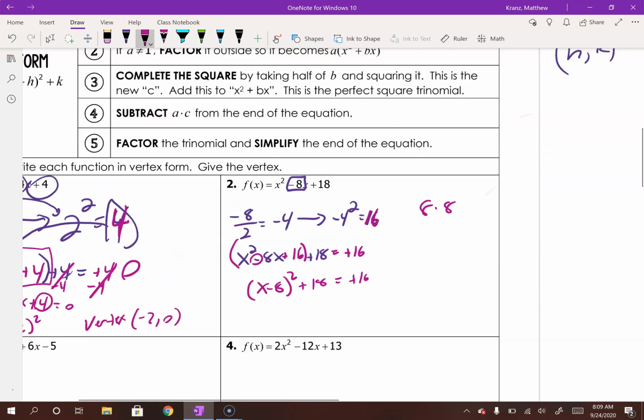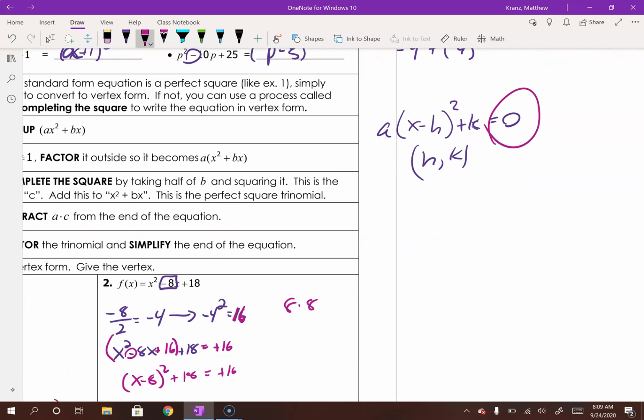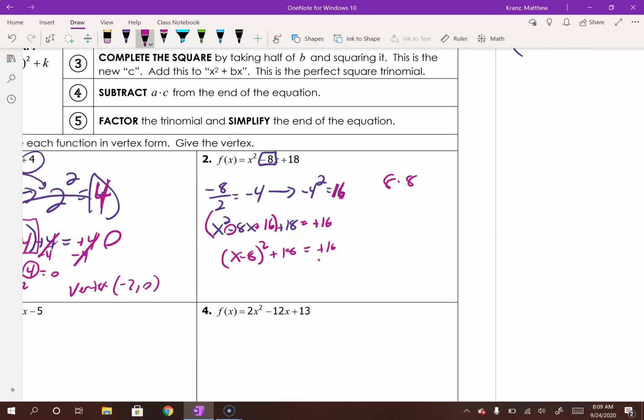But remember, I said everything has to equal 0, okay? So this 16 is on this side, so I'm going to minus 16. Okay? And when I do that, I get x minus 8 squared plus 2, technically equals 0. Now, this is the vertex form of my parabola. So I have a negative 8, so that gives me a positive 8 for my vertex. And I have a 2, which gives me 2 up. So that is the vertex of my parabola.